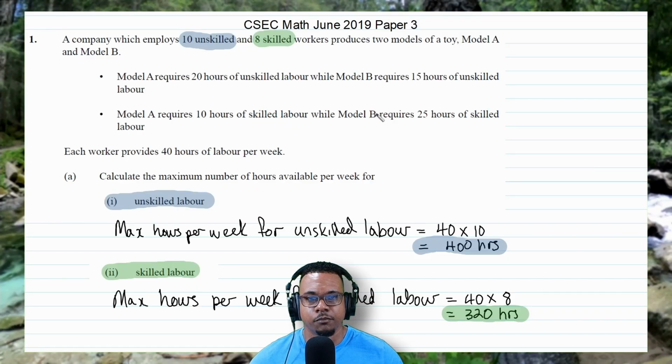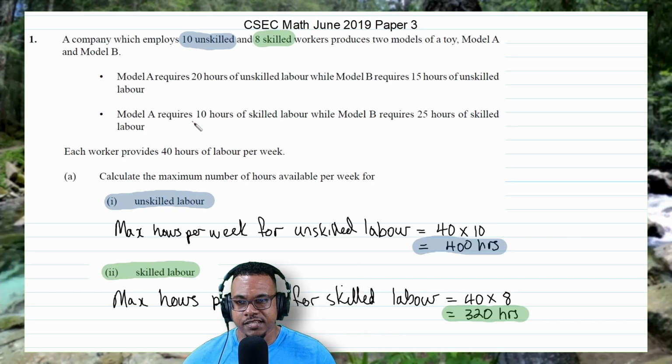All right. And for model B, y is the number of model B toys. So 25 hours for one, so 25 times the number of model B, which is 25y, will give you the maximum amount of hours to make model B. Now, that's for skilled labor.